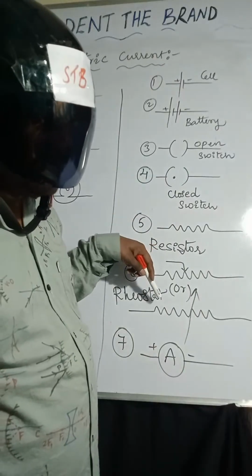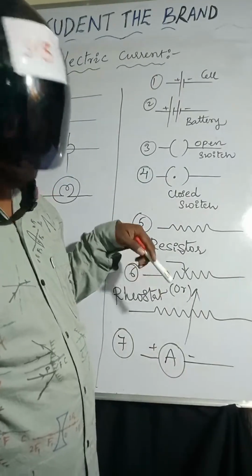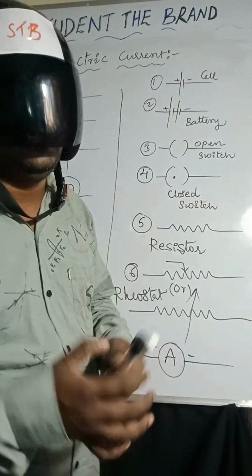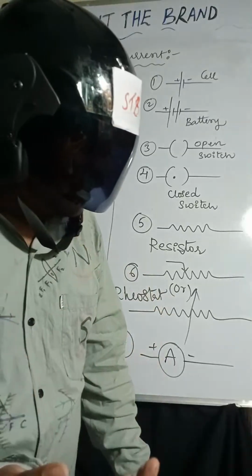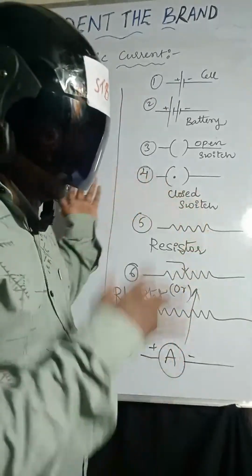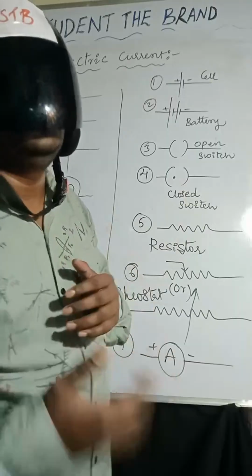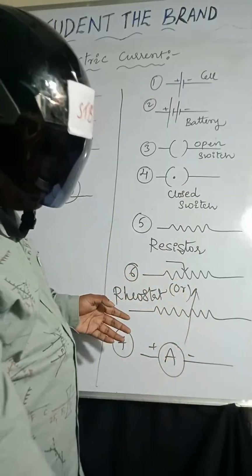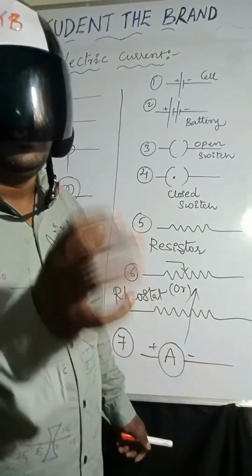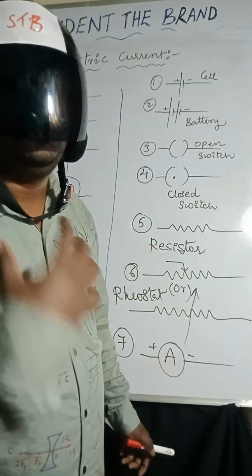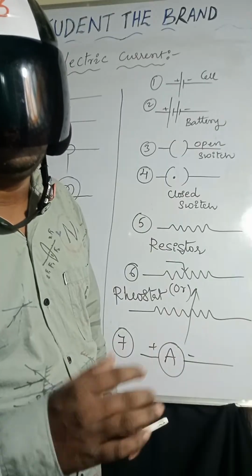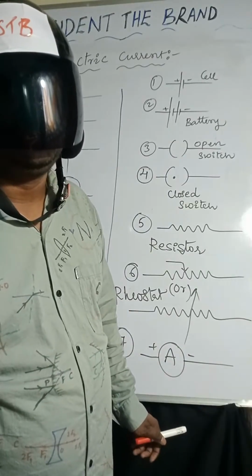Coming to the rheostat, it is a device which is used to regulate the current without changing the voltage source. Coming to the ammeter, an ammeter is a device which is used to measure the electric current. The ammeter is connected in series combination.